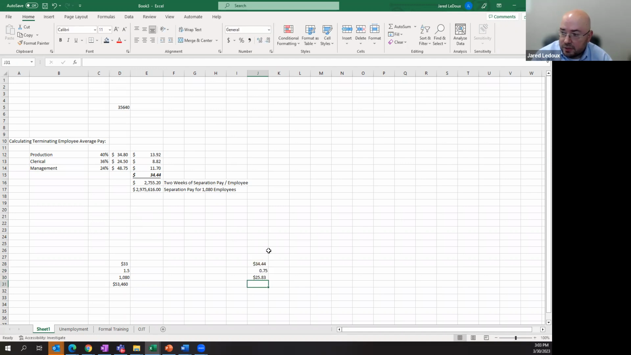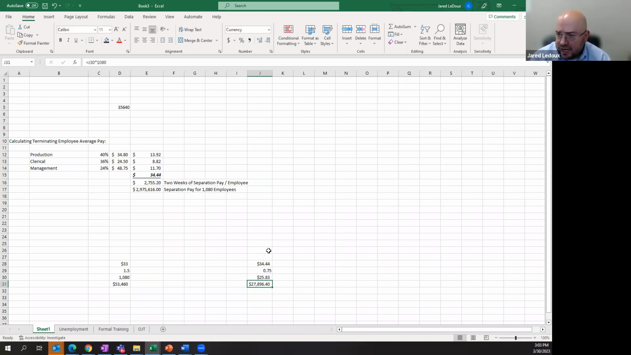And so that's $25.83, on average, for each team member who's leaving the organization to sit down, leave their workspace and go through an exit interview. If I multiply that times the 1,080, I come up with $27,896.40. So that's one component of the exit, looking at how much time we're paying to the actual terminating employee.